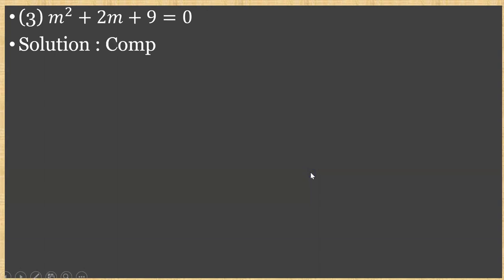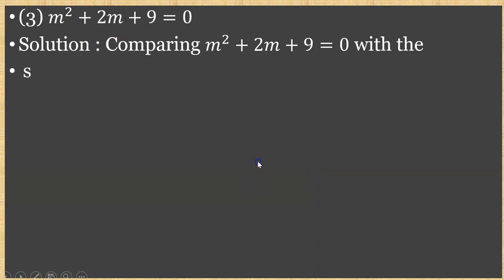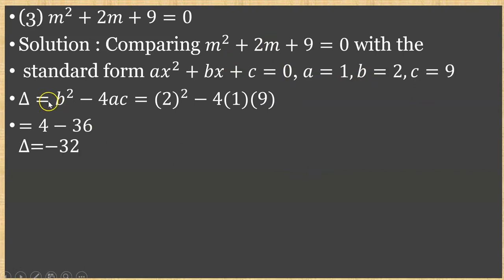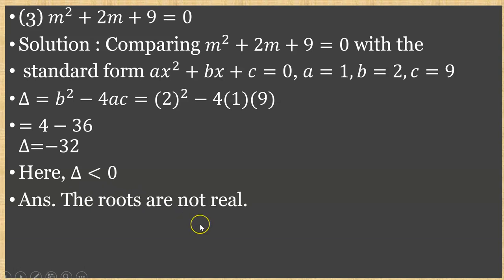Next, the third, see, m square plus 2m plus 9 is equal to 0. a is 1, b is 2, c is 9. Again, b square minus 4ac: 2 square minus 4 into 1 into 9. 4 minus 36, delta is minus 32. Delta is negative. The roots are not real.